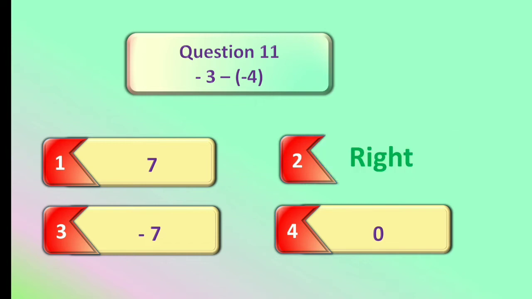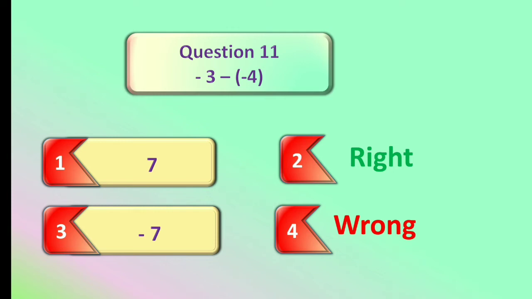Result will be 1 as sign of greater term. And both numbers have different sign, minus 3 plus 4. So we need to subtract. 4 minus 3 will give you 1.